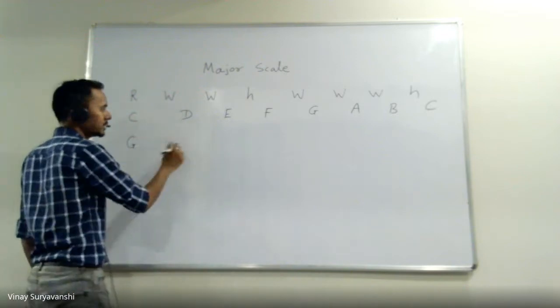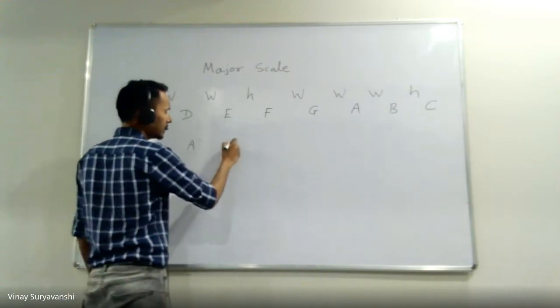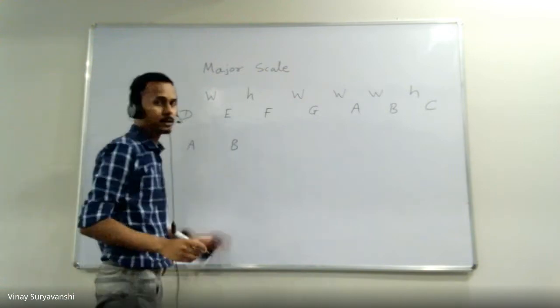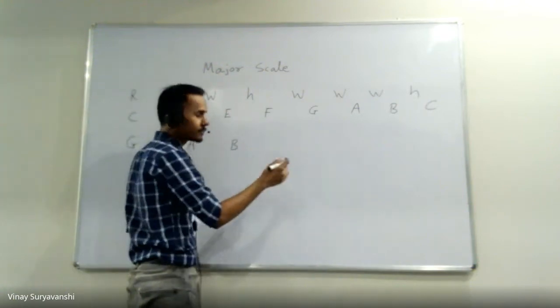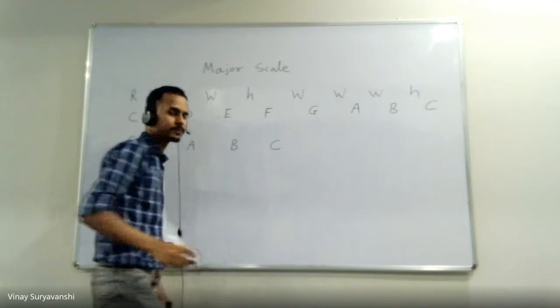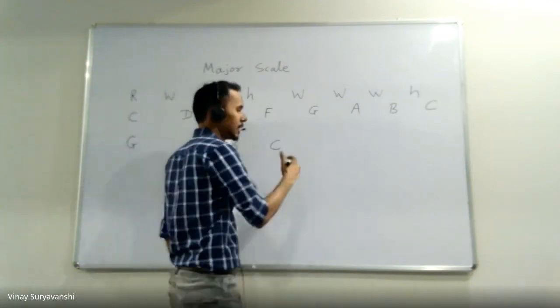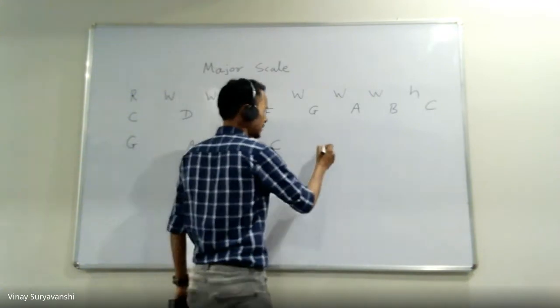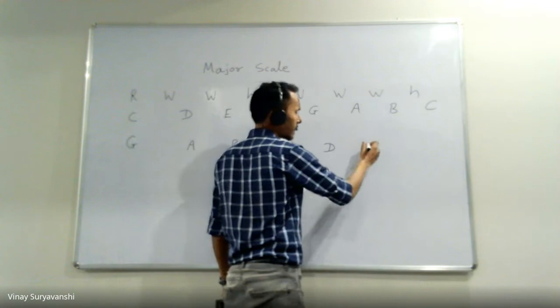Now think about it. Whole step from G is A. Whole step from A is B. Right? Again, half step from B. We don't have a sharp, so C. Now think about it. Whole step from C, half step is C sharp, another half step is D. So whole step from C is D. Whole step from D is E.